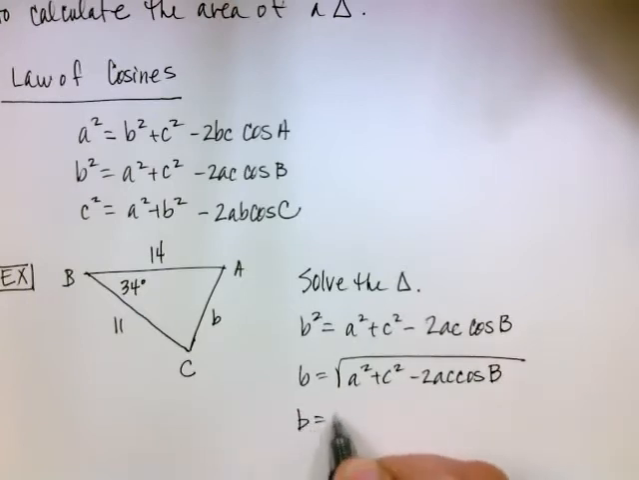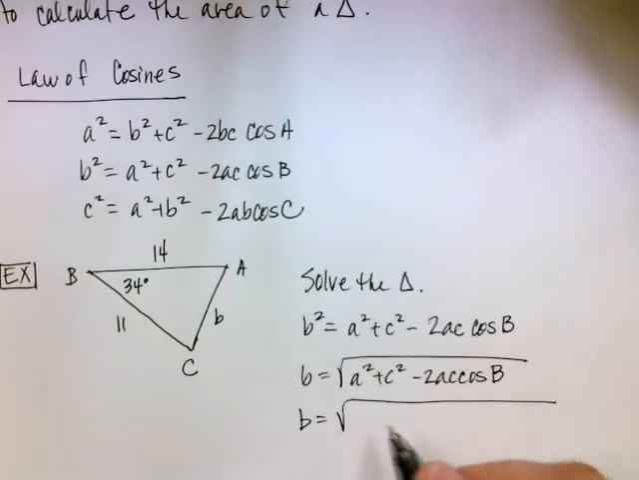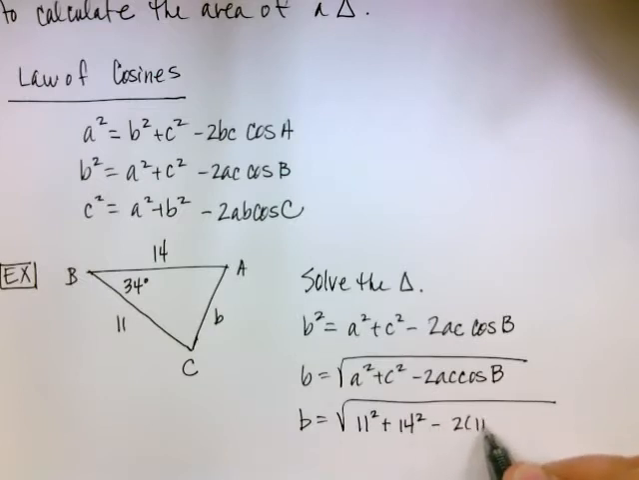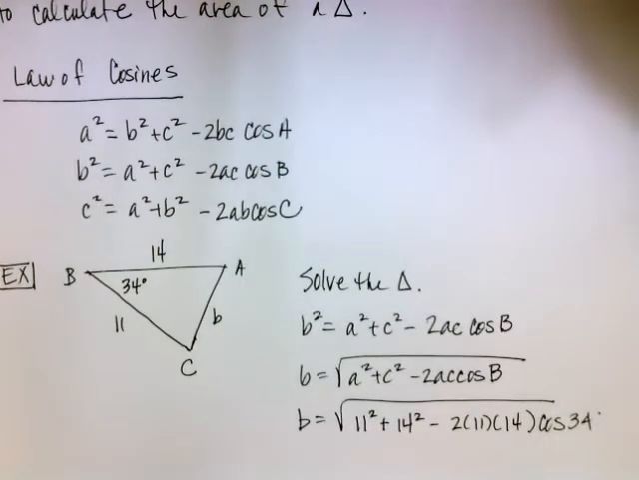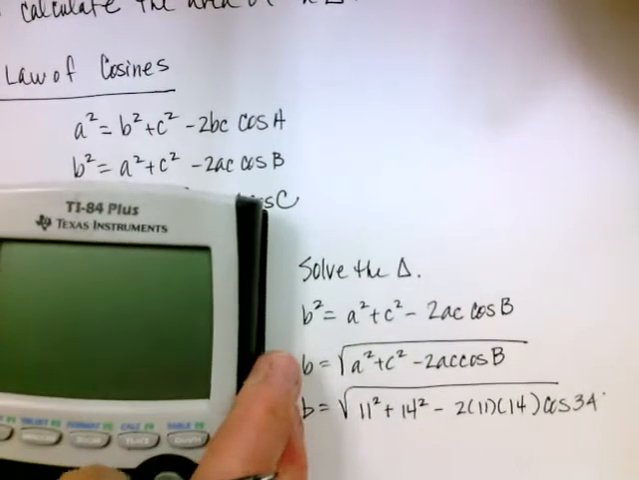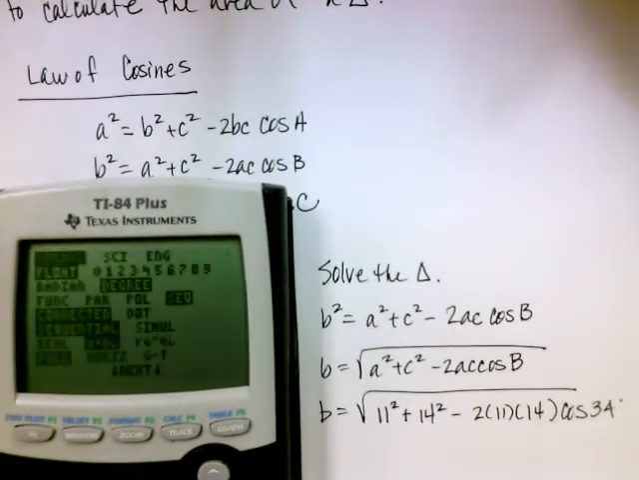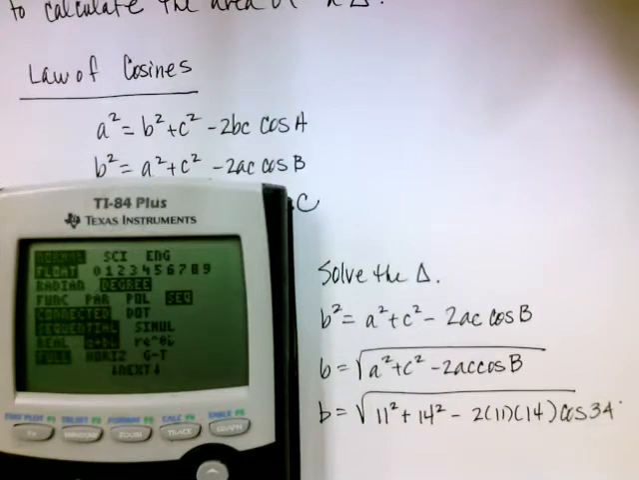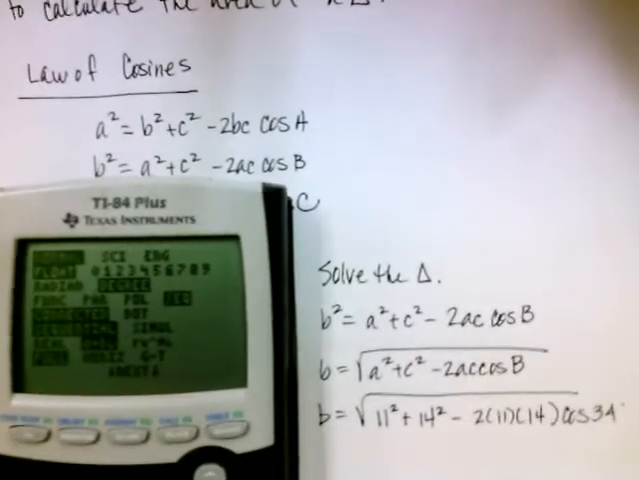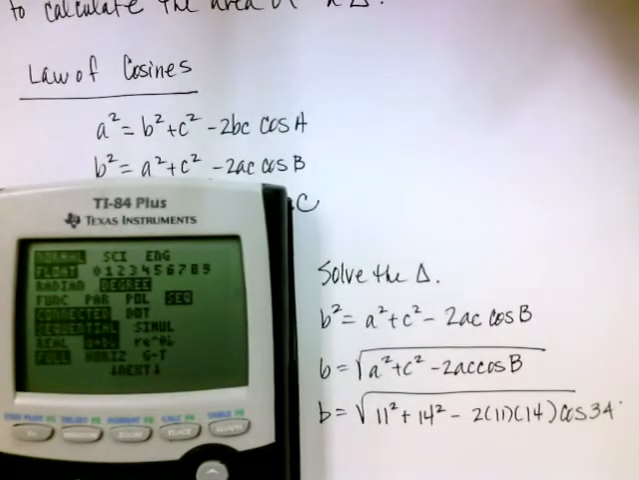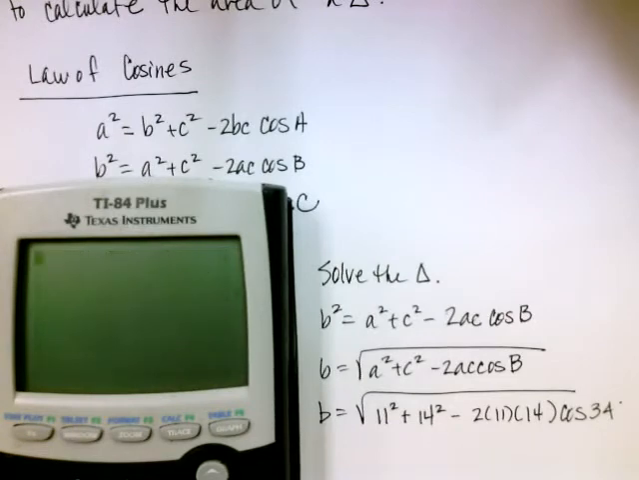Now I'm going to substitute in all of the numbers. So a is 11 squared, c is 14 squared, minus 2 times 11 times 14, cosine of the included angle, 34 degrees. Let me get out my handy-dandy grapher. Most of the time these are going to be done in degrees, so you want to check your mode first to make sure that it is in degrees.